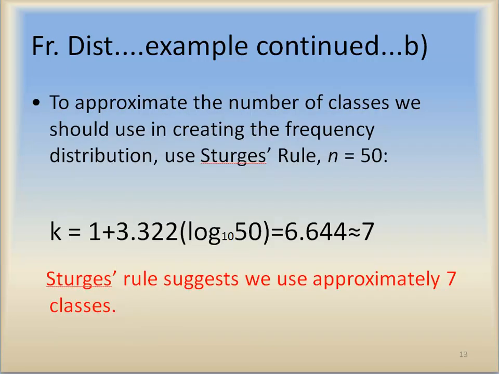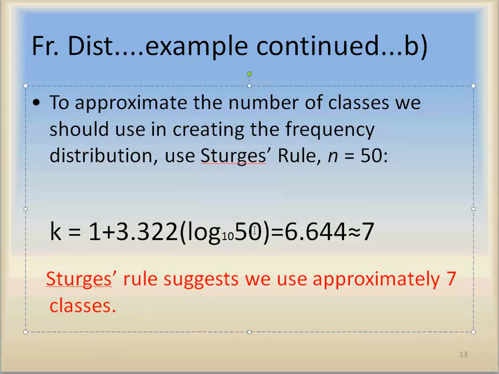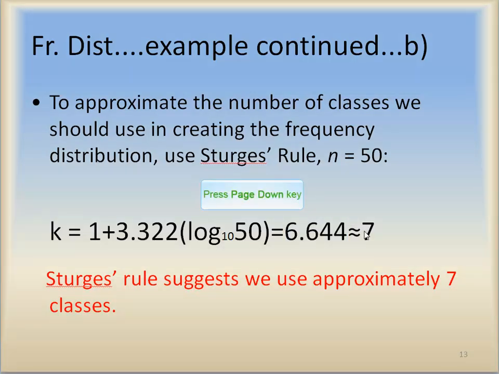The next step is for us to create that frequency distribution. And how do we do that? Well, first we must approximate the number of classes we should use in creating the frequency distribution. The Sturgis rule, which we saw earlier, gives us the starting point. There are 50 states, so we have 50 numbers, therefore n is 50. Substituting 50 instead of n gives us a value of 6.64, which is approximately 7 classes. So Sturgis rule is telling us you should have approximately 7 classes. It's not saying definitely, approximately. So around 7, this should be the optimum value.